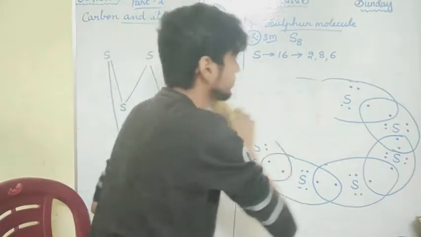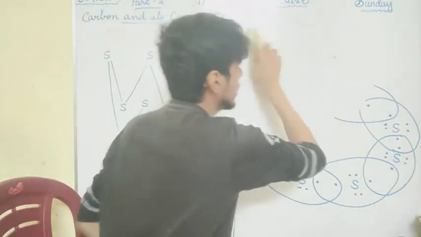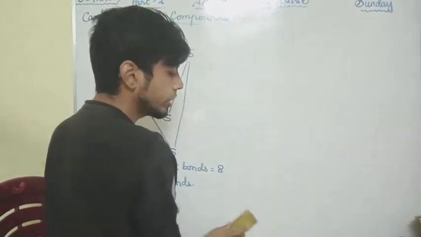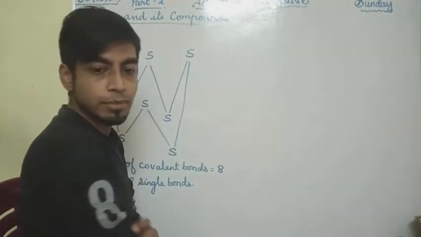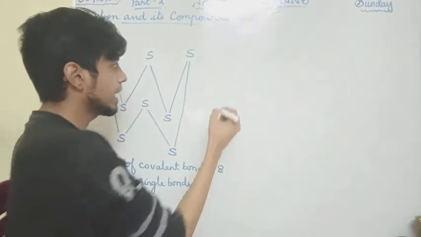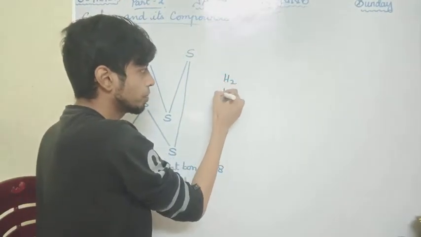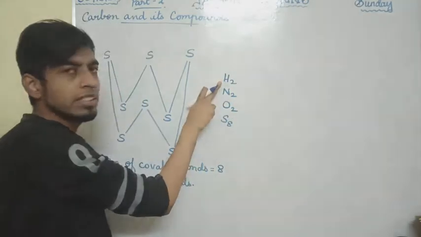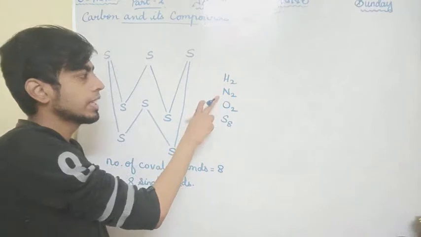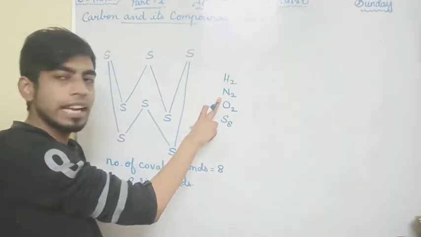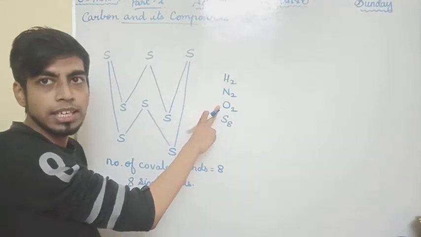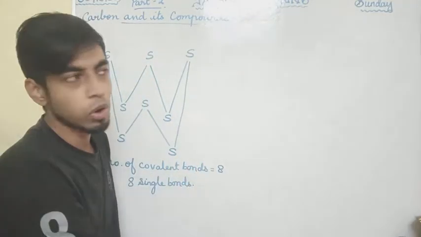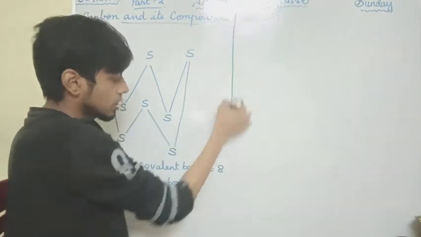So the next one. So far we studied the electron dot structure for molecules which have the same atoms. For example, we studied the electron dot structure for H2, N2, O2, S8. H2 means both the atoms are hydrogen. N2 means both the atoms are nitrogen. O2 means both the atoms are oxygen. So now, if there are different atoms in a molecule, how to draw the electron dot structure?